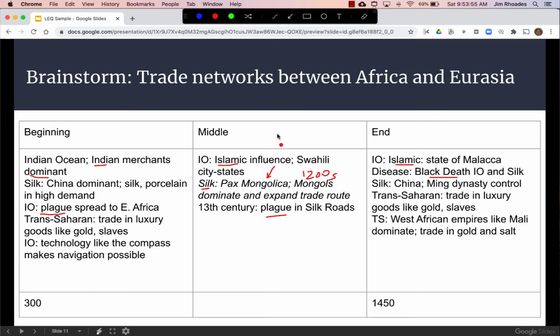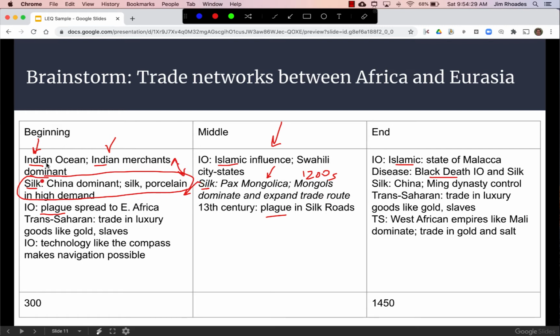And so I wrote it in the middle, and I started there, and then I thought, okay, if the Mongols controlled the Silk Roads in the 1200s, who controlled them before that? And that's where this one is coming from, about China being dominant on the Silk Roads. Notice I labeled my brainstorm by trade network because I was thinking of different trade networks. It wouldn't really work for me to say, in the beginning, Indian merchants controlled Indian Ocean trade, but a big change was the Mongols controlled Silk Roads trade, because those are actually two different things. So I need to stay with the same trade network.